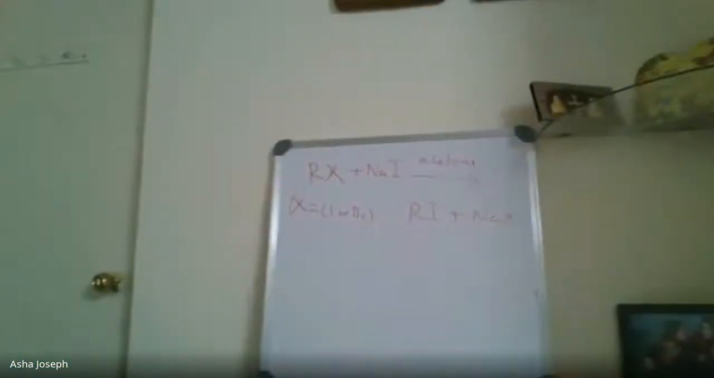So this Finkelstein and Schwarz reaction, they are halogen exchange reactions, isn't it? Only halogen is exchanged. You will take alkyl chloride or alkyl bromide, that chlorine or bromine is exchanged by iodine. Second, Schwarz reaction also, you will take an alkyl chloride or alkyl bromide, that chlorine or bromine is replaced by fluorine. So both are halogen exchange reactions.